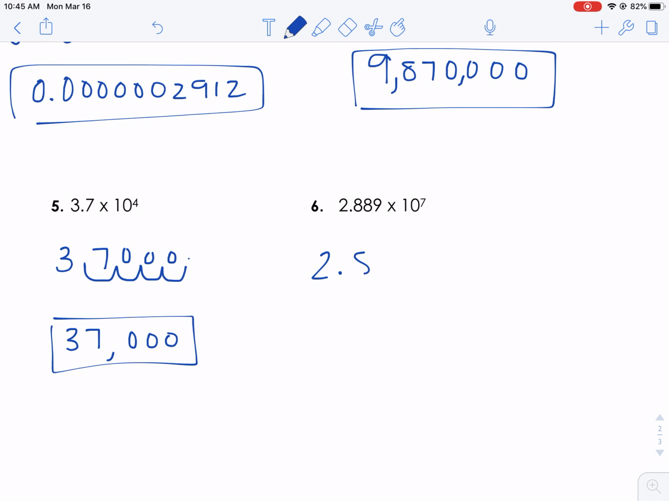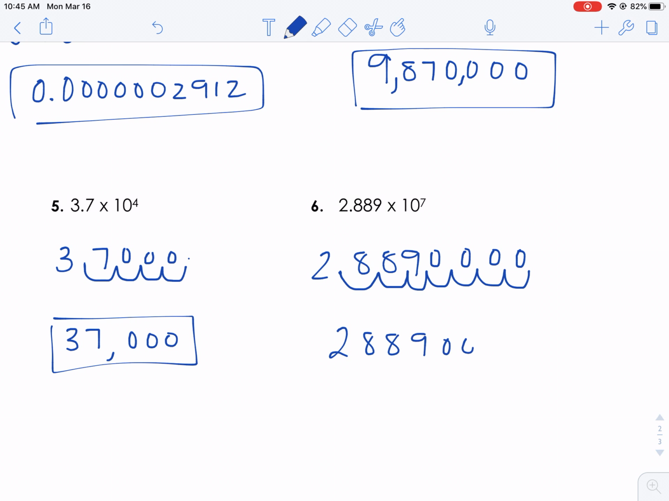So we take 2.889. Okay, the exponent's positive, so we want to make our number big. So we'd move it 7 to the right. 1, 2, 3, 4, 5, 6, 7. That means we would fill in 4 zeros. So we'd have 2.889, 4 zeros. So that gives us the number 28,890,000.